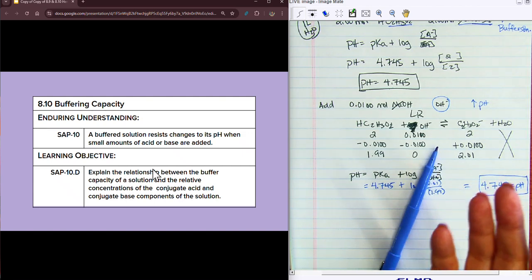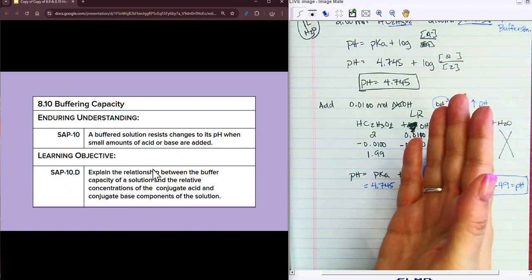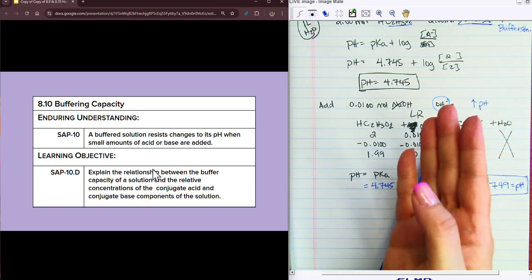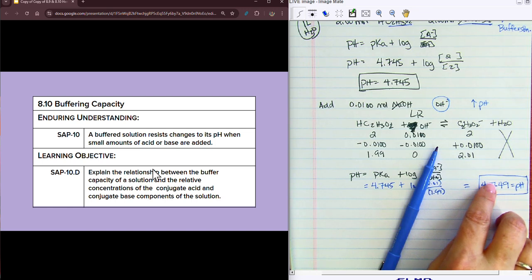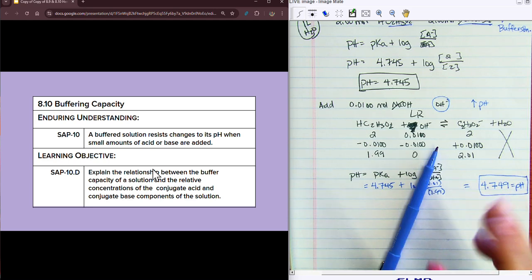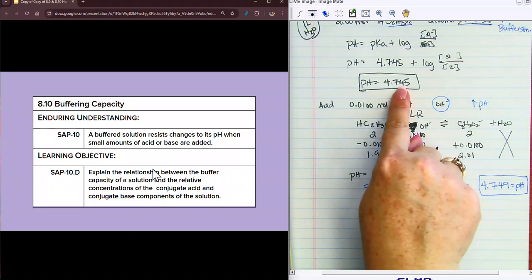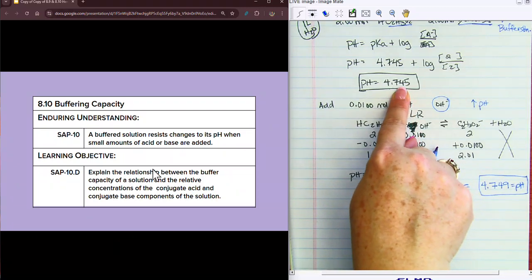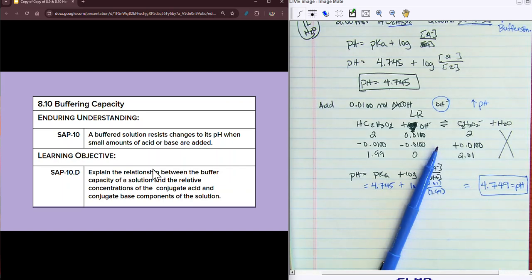Why not? Because this is a buffer. And what do buffers do? They resist change in the pH. So because this is a buffer, did it increase by just a tiny bit? Yes. Depending on what your sig figs were, it might not have even increased by any, right? Technically, if we had had two sig figs, it would have been 4.75 and 4.75. And so you would have been like, no, it didn't change. But we do notice it does actually change a little bit, but that's because we have 3 sig figs, and it just ever so slightly increases with the addition of that OH minus.